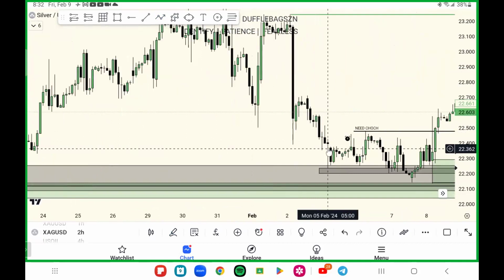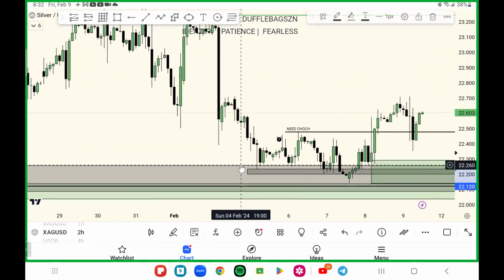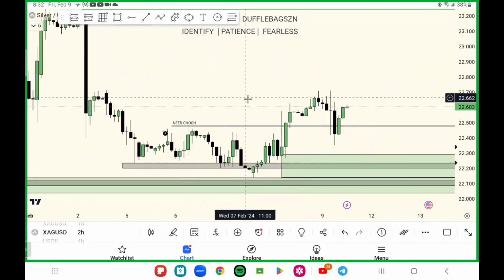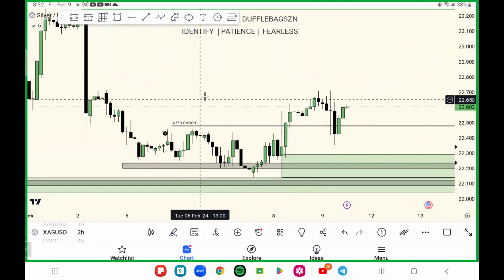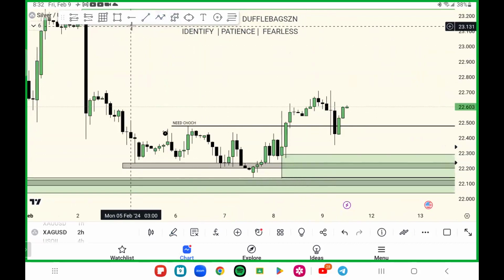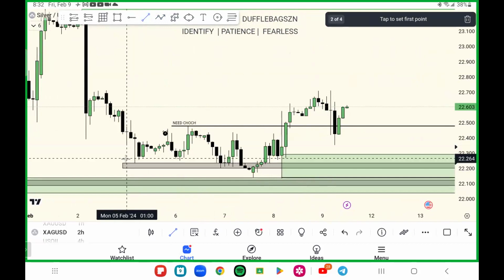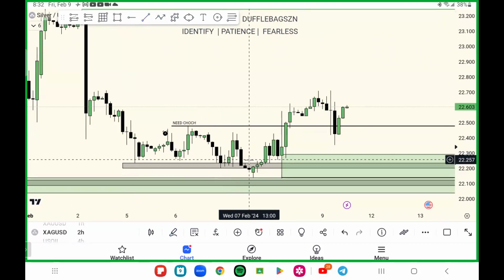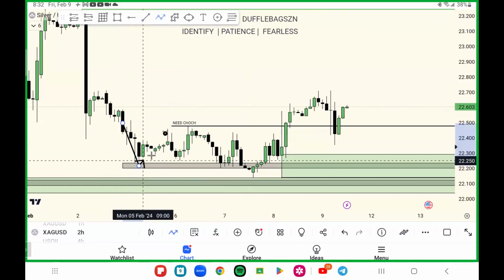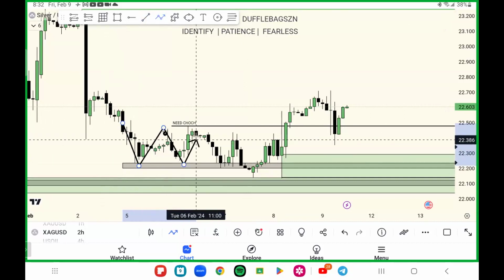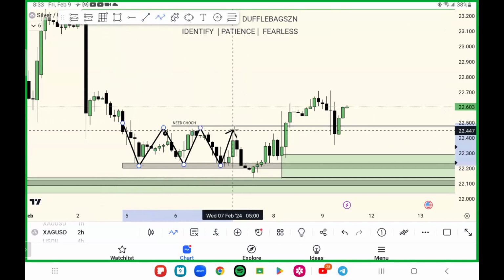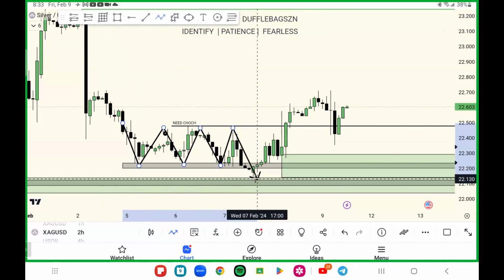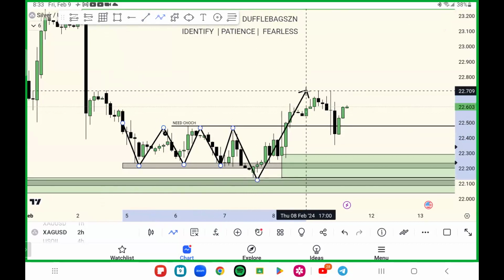Now, as it comes back, look at how it starts to break down. Let's delete some of this stuff. Notice how it starts to break down right in front of my zone, guys. Maybe you had an alert right here, and you're like, oh, man, market hit my alert. Let's go ahead and hop on the computer. Look at how it just starts to consolidate. Support, resistance, support, resistance. We get that entry, and then we change character.